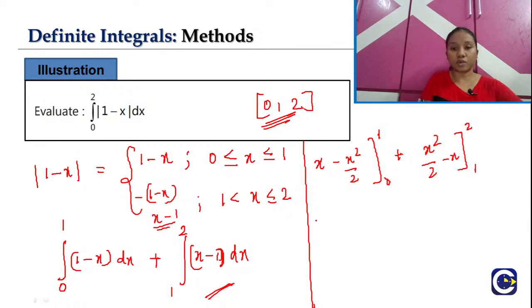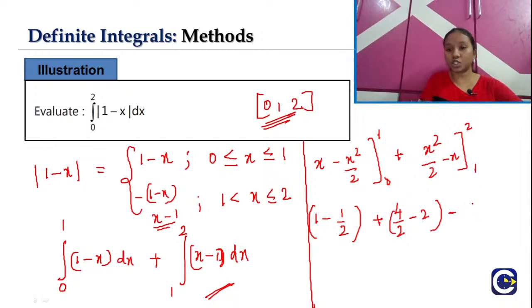So let's substitute 1. So 1 minus 1 by 2. And if we substitute 0, it will be 0 also, so no need to do that. And for the second, if we substitute 2, it will be 4 by 2 minus 2. Minus, if we substitute 1, that will be 1 by 2 minus 1. So now I will be having 1 minus 1 by 2 plus 2 minus 2, 0, minus 1 by 2 and then plus 1.